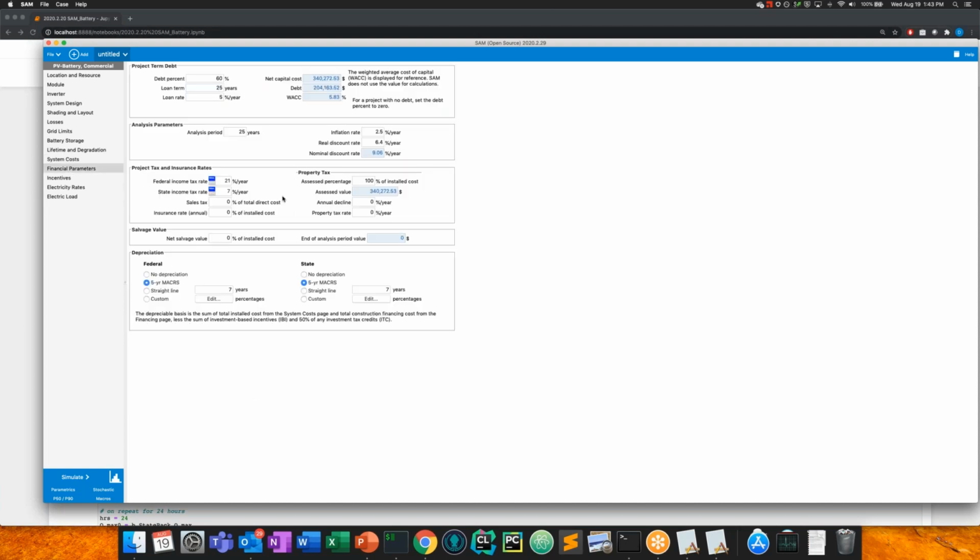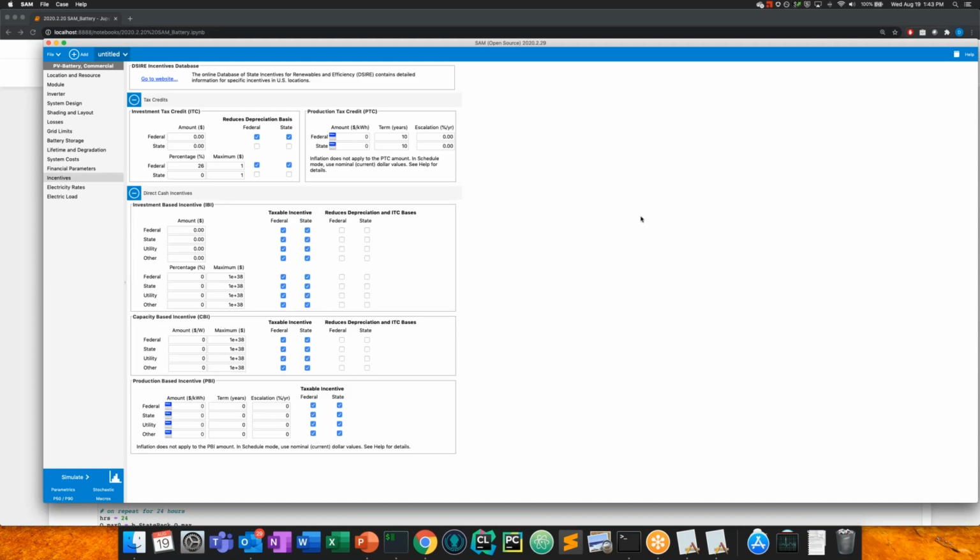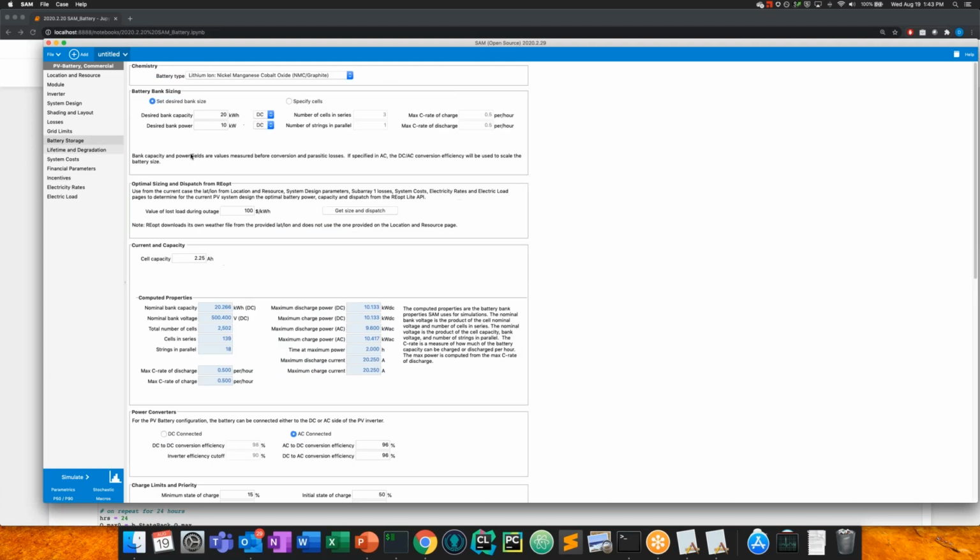Financial parameters are also used, such as the inflation rate, the discount rates, tax rates, and as are the incentives. So there are some incentives for storage, which you can input into SAM here, and these will then be used as inputs to REopt. So for the battery storage, there's also a value of lost load during outage value, and this just helps quantify the importance of meeting that critical load.